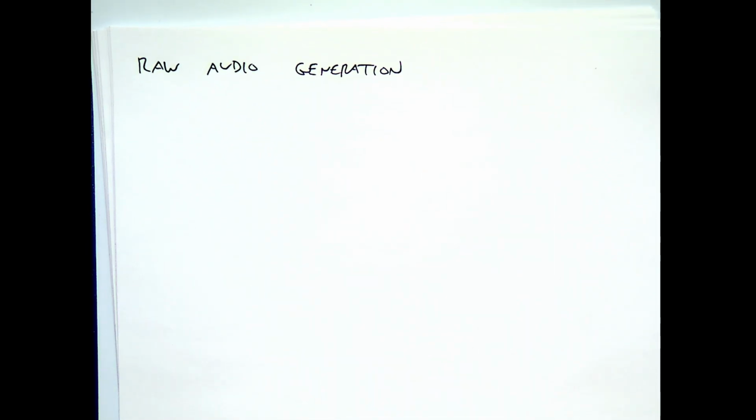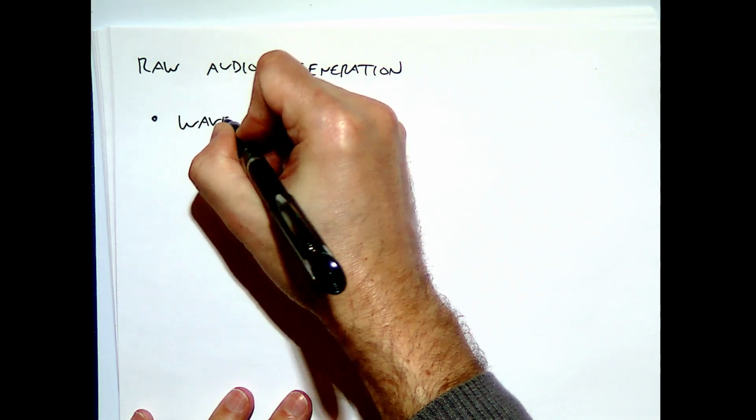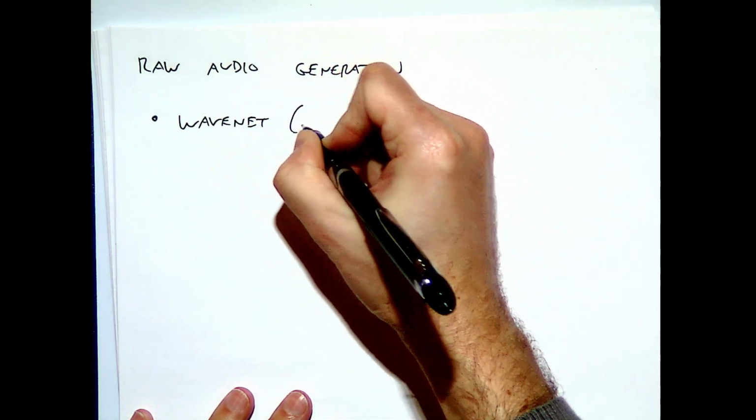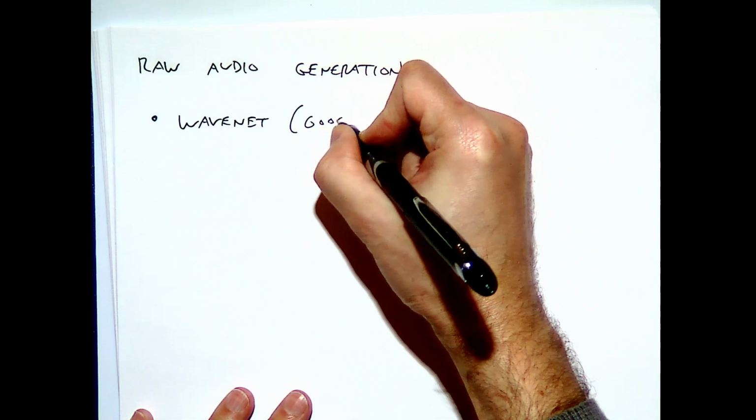The key paper in this field was not necessarily targeted at music initially, but they found that they could use it for music. It was a paper called WaveNet, which came out of Google DeepMind in 2016.